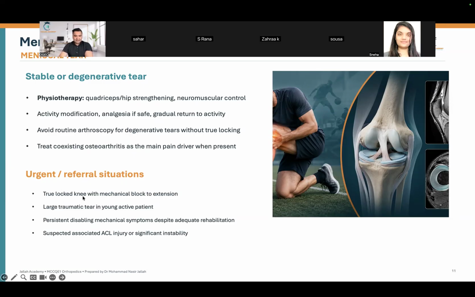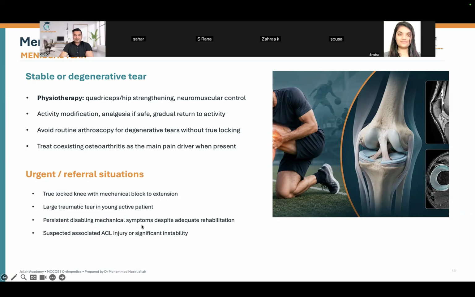True locked knee with a mechanical block to extension. If the patient's knee is getting locked, like this patient, if it is getting locked and cannot be extended, surgery. Large traumatic tear in a young active patient. If you have a young patient and it is very severely torn, and the patient has been affected in terms of workout, in terms of life activity, obviously we have to do the surgery.